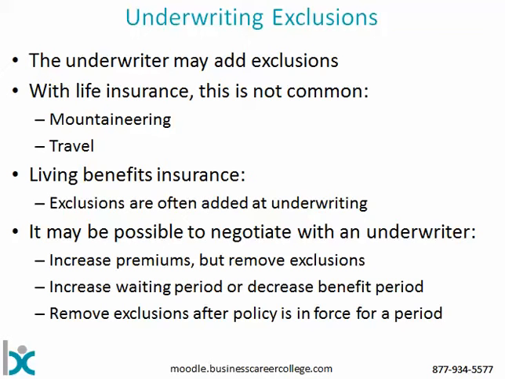Now, it may be possible to negotiate with the underwriter. This is true in many regards, but we see it in particular with exclusions. So maybe we can say to the underwriter, you know what? We don't want that exclusion. Could you increase premiums? Sometimes underwriters will be willing to do that. Maybe with a disability policy, they might go for an increased waiting period or a reduced benefit period in exchange to reduce an exclusion. And sometimes you may be able to get a policy re-underwritten after the policy has been in force for a period of time and thereby remove an exclusion.